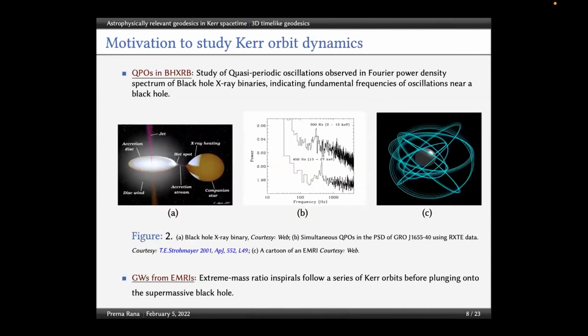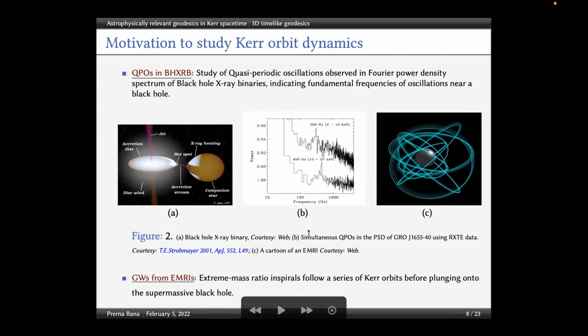So why should we study these orbits? There are astrophysical applications, for example, the study of quasi-periodic oscillations, which are the peaks seen in the Fourier power density spectrum of X-ray binaries, shown in the middle. This is the Fourier power density of the light curve of an X-ray binary. These peaks can be seen at 300 Hertz and 450 Hertz, which actually indicate the fundamental frequencies of oscillation of matter around the black hole. Hence, it is important to study these orbits, their fundamental frequencies, and their trajectory solutions.